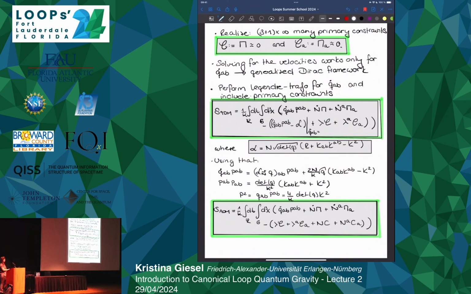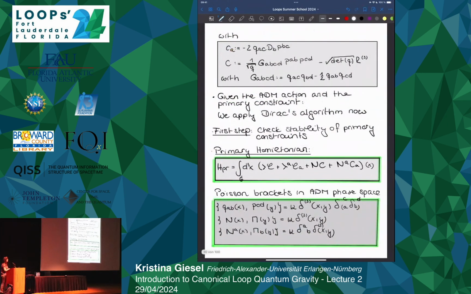And similarly for the shift, which is contracted with C^A. And these two functions have the explicit form here. So C^A contains the covariant derivative of the ADM momenta. And C is more complicated. It has some contraction of the ADM momenta here in terms of this combination of the ADM metric. And then it includes the 3-curvature, which we had in our action.